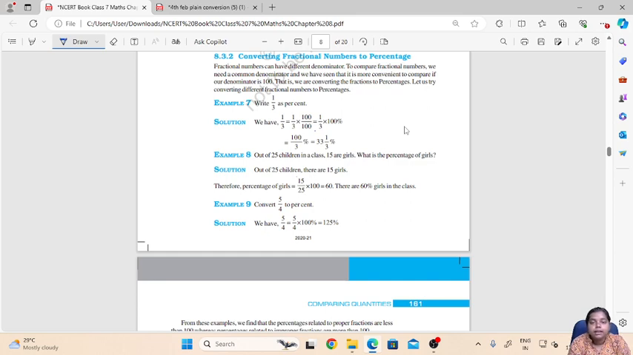The second example they have given is: out of 25 children in a class, 15 are girls, what is the percentage of these girls? So out of 25, how many girls? 15. So 25 will be the denominator and 15 will be the numerator, that we have to multiply by 100. Upon multiplication and division we'll get 60. So there are 60% girls in the class.